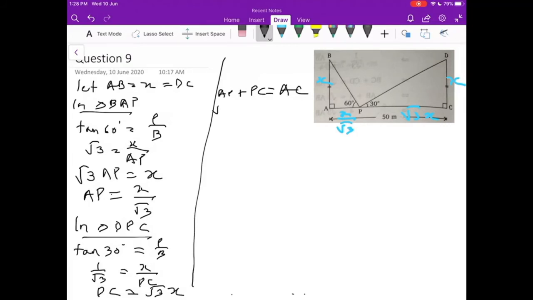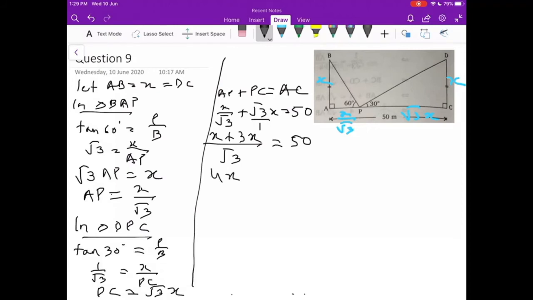Now AP, I found AP as x by root 3, and I found PC as root 3x, and AC, as you can see, is given in the question as 50. So now solving here, taking the LCM as root 3, root 3 will go 1 into x is x, plus root 3 into root 3 is 3x, and that is equal to 50.